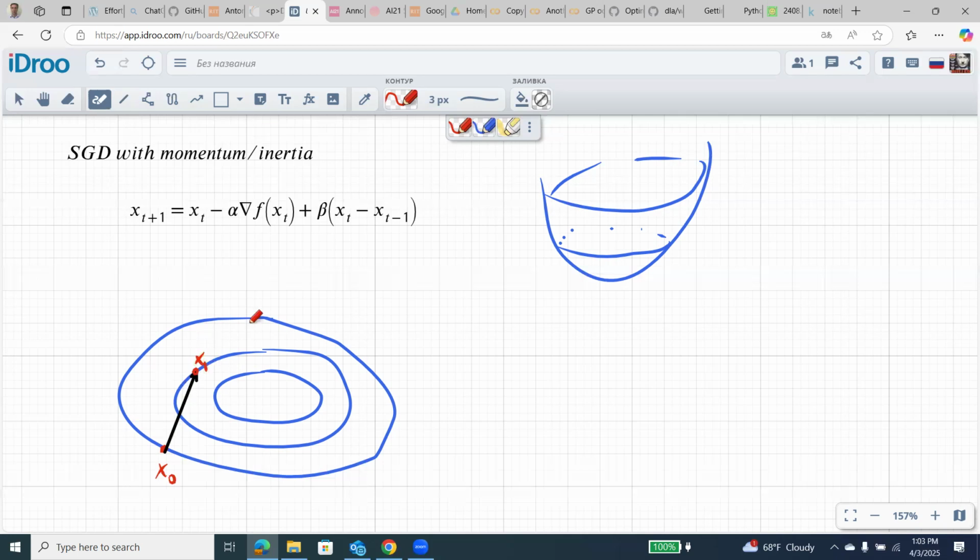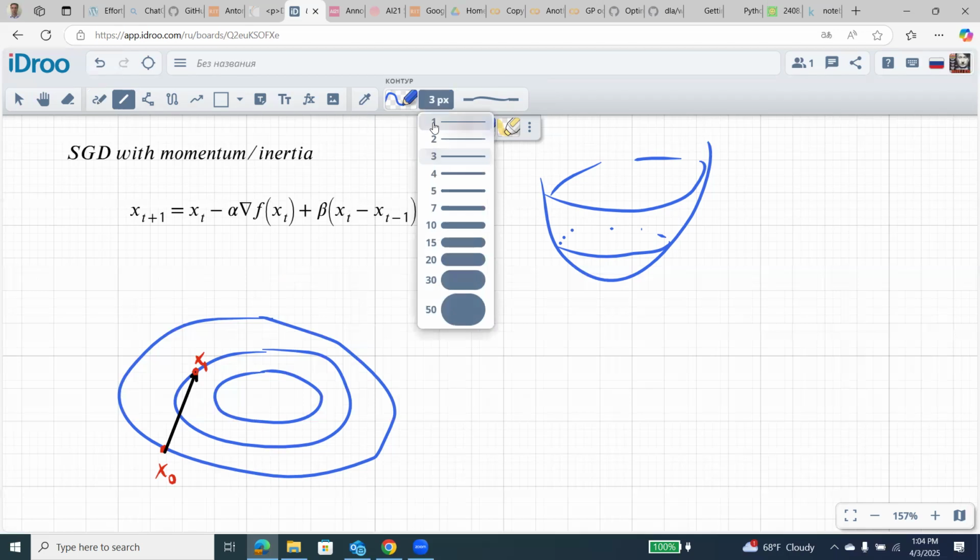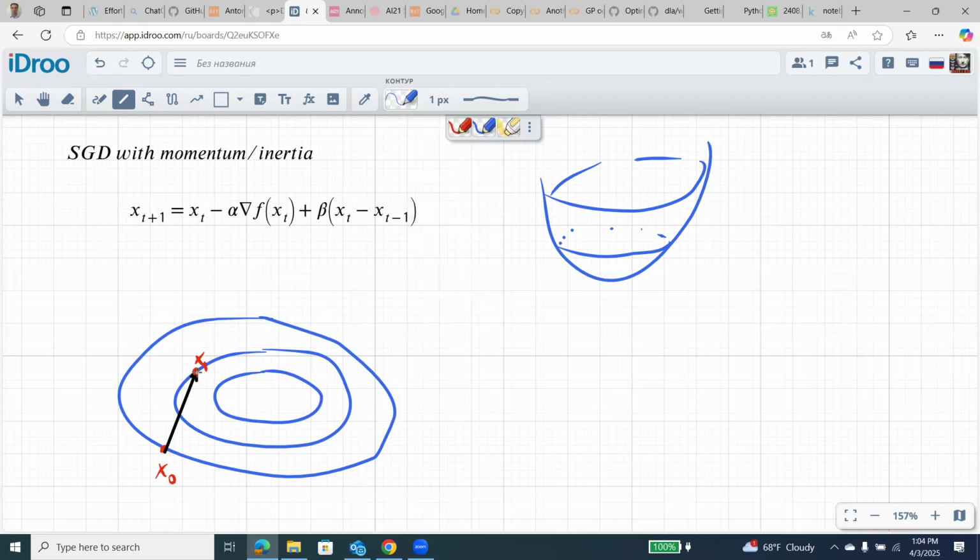Then if we use vanilla gradient descent, then the next point would go in this direction, perpendicular to this level curve.